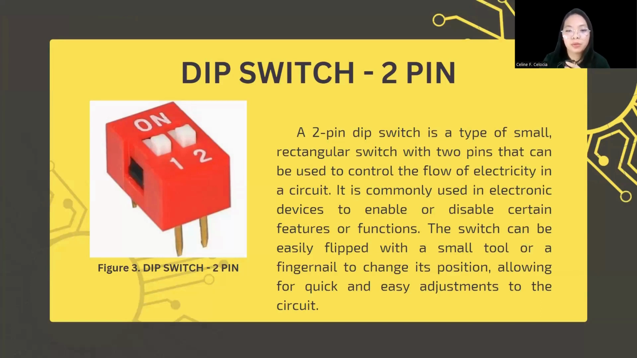A 2-pin dip switch is a type of small rectangular switch with 2 pins that can be used to control the flow of electricity in a circuit. It is commonly used in electronic devices to enable or disable certain features or functions. The switch can be easily flipped with a small tool or a fingernail to change its position, allowing for quick and easy adjustments to the circuit.